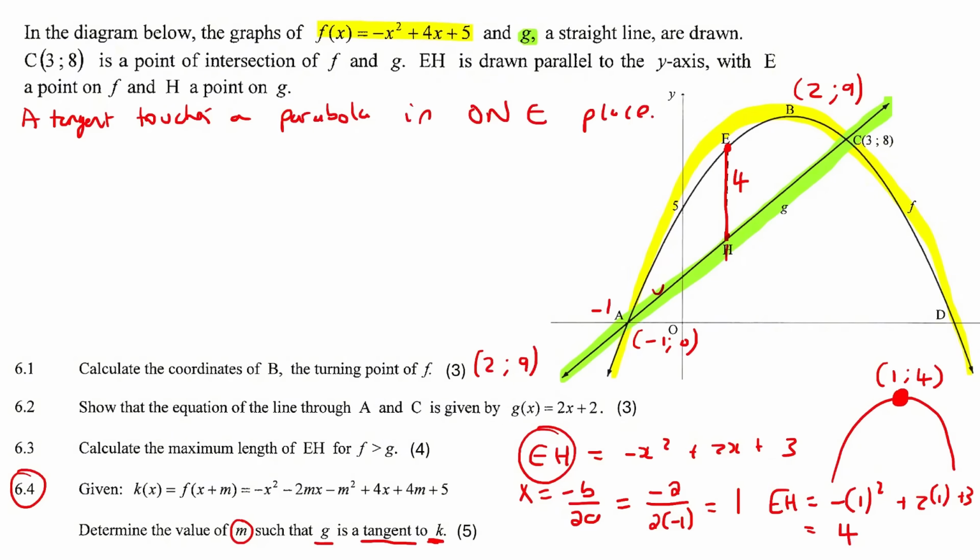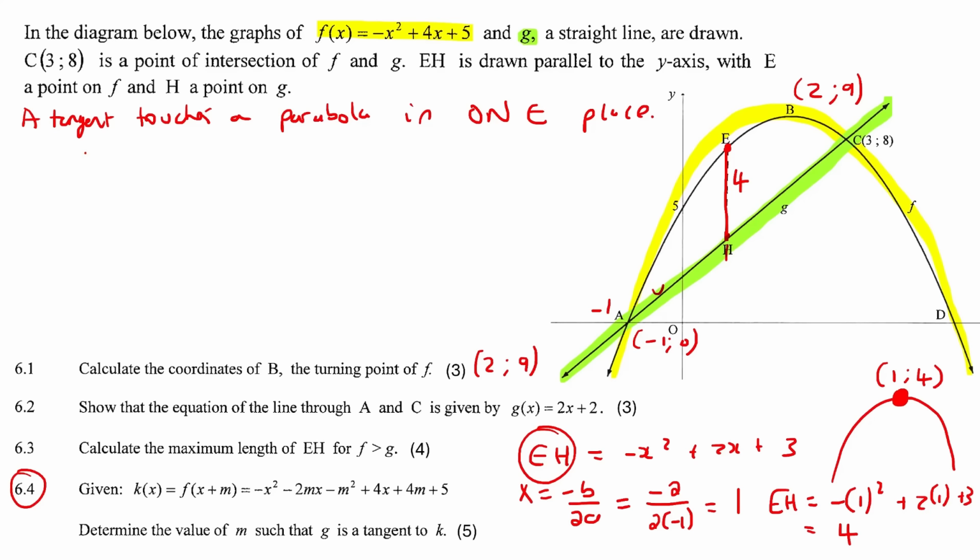I know that the parabola and the tangent touch. If I asked you where this parabola and this straight line intersect, for example, and I gave you this one's equation and that one's equation, how would you do that? You would make them equal. So that's what we're going to do first. We're going to make the equation of k, which is this, equal to g's equation, just like we would normally do when we have to find out where two things intersect.